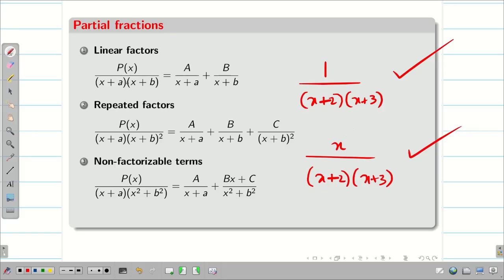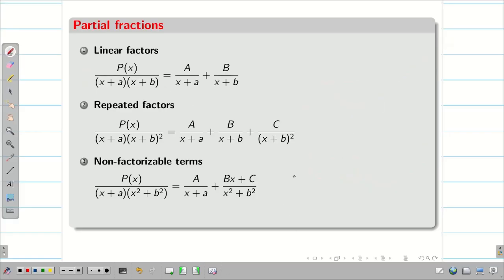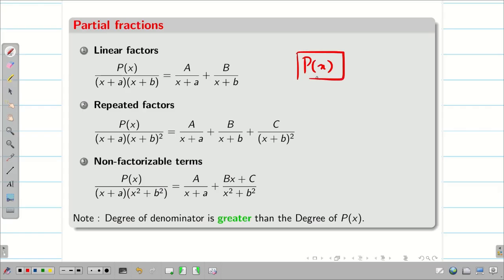Now suppose if I am taking the numerator as x square, then I cannot use this rule. Or if my numerator is x cube, then I cannot use this rule. So what do you understand, students, from this? The highest power of the denominator should be greater than the highest power of the numerator. So the degree of the denominator is greater than that of p of x, where p of x is some polynomial in the numerator. Degree means highest power. The highest power in the denominator should always be greater than the degree of p of x.